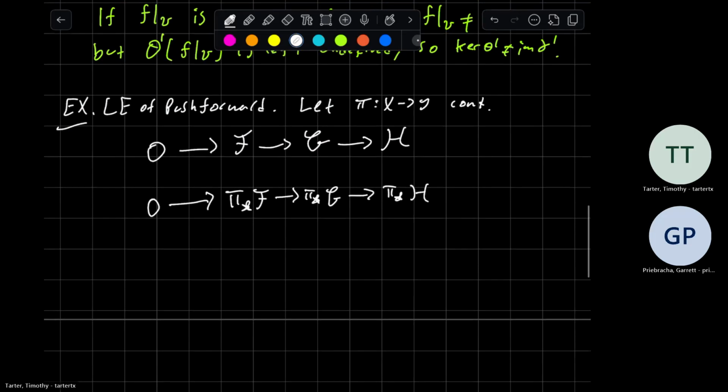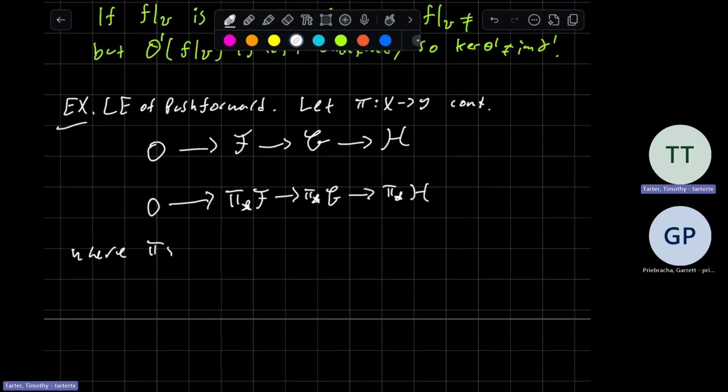So, where pi star of F is on Y, with pi star of F equal to F of pi inverse of V, where V is an open subset in Y. And so really we're restricting ourselves to open sets.